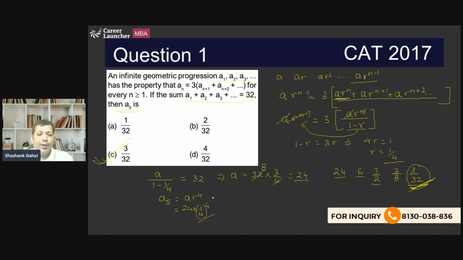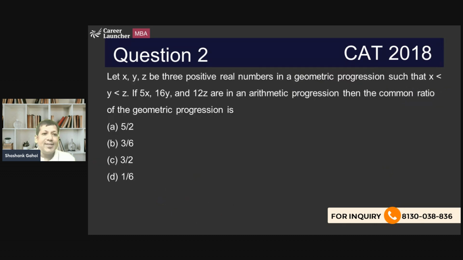Now let's move on to the next question. It says: let x, y, z be three positive real numbers in geometric progression such that x is smaller than y, smaller than z.